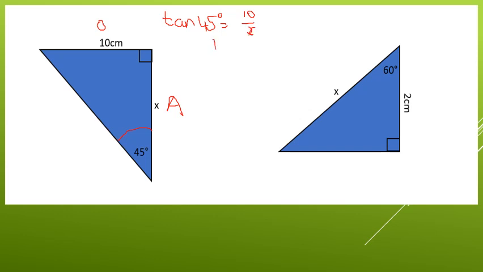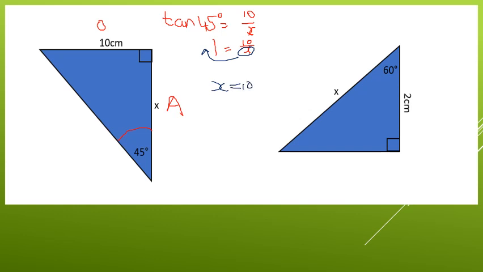Tan of 45 is equal to 1. It's one of those exact values we need to learn, 10 on x. Here our unknown is on the bottom. So first thing we do when we have an unknown on the bottom is take it up to the other side by, it's divide by x here, so it becomes times by x here. X times 1 equals x, and we're left with x equals 10.